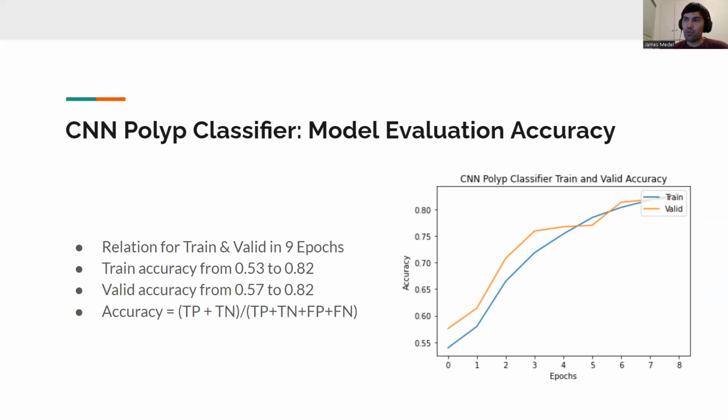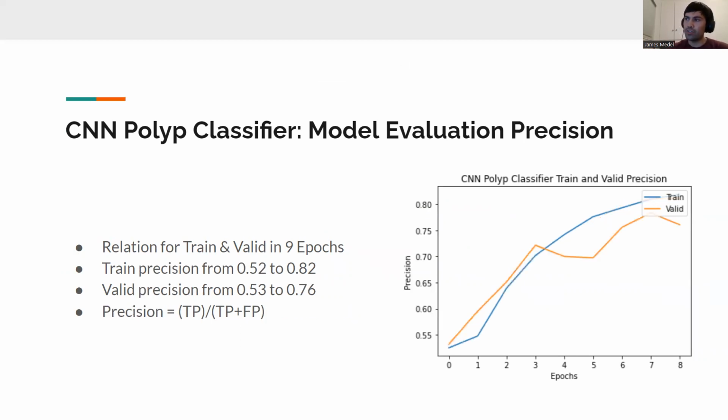That's true negative over all the predictions. And so this is what the graph is showing. And then here's the graph for precision. We also want this increasing as well.